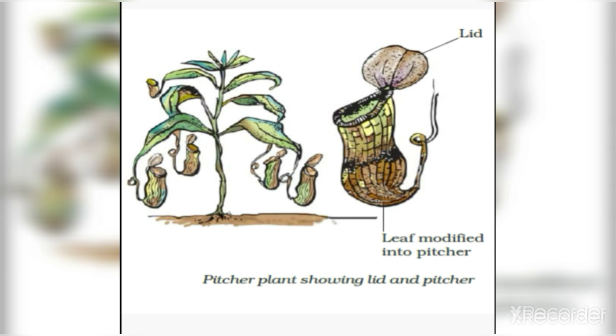Here you can see the diagram, the image of a pitcher plant, in which the leaf is modified into a pitcher. The insect is trapped inside and digested.